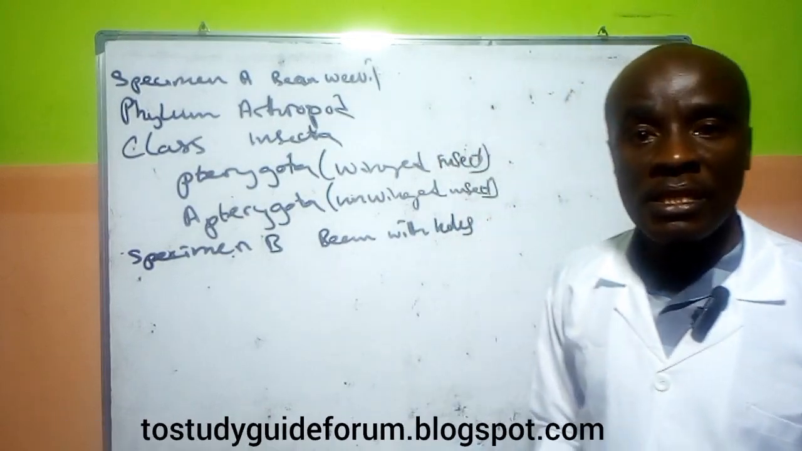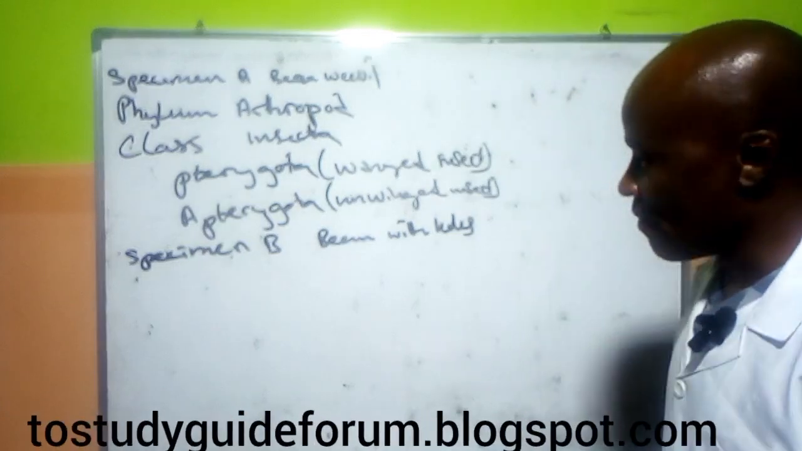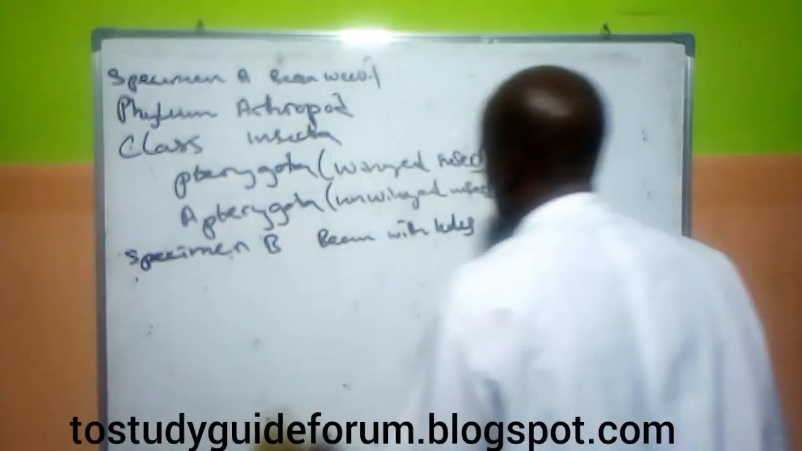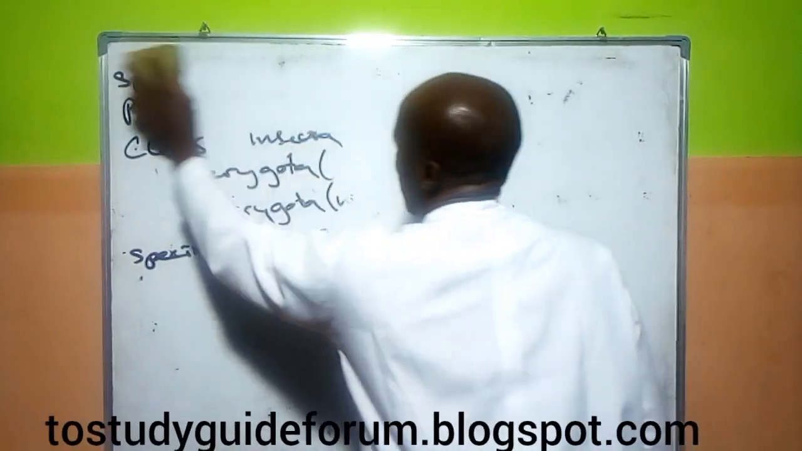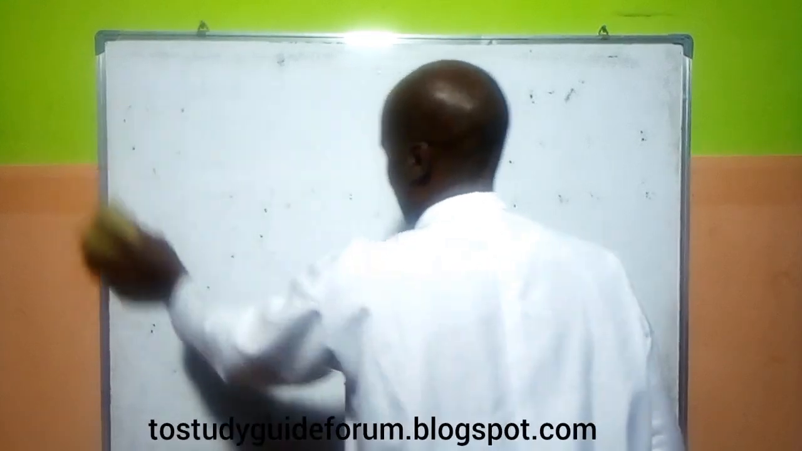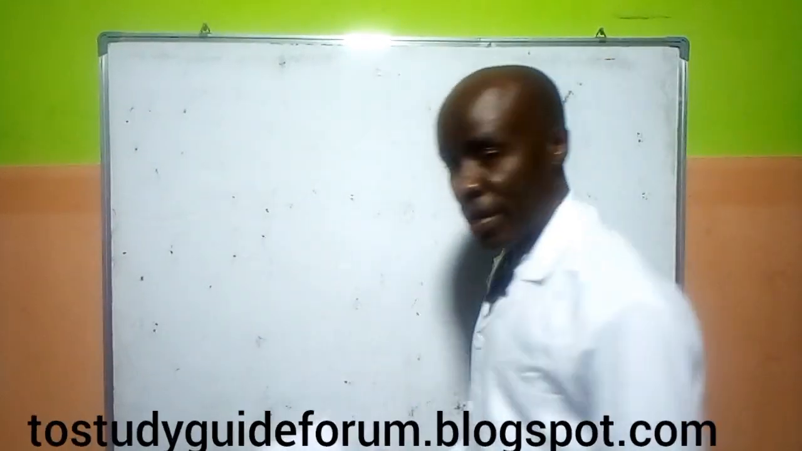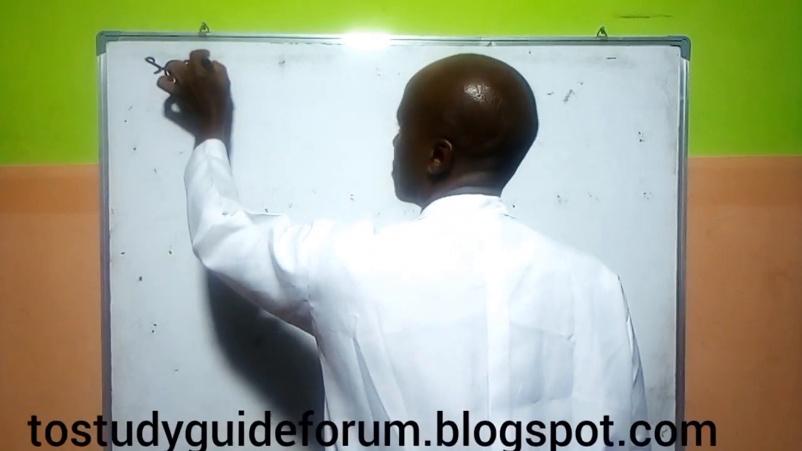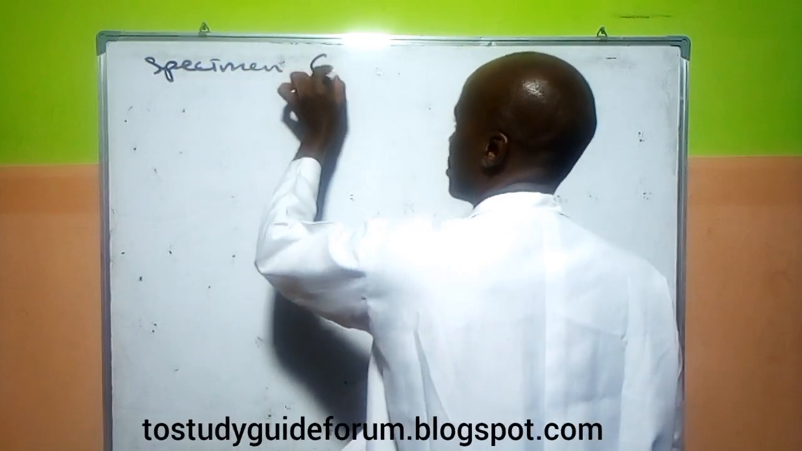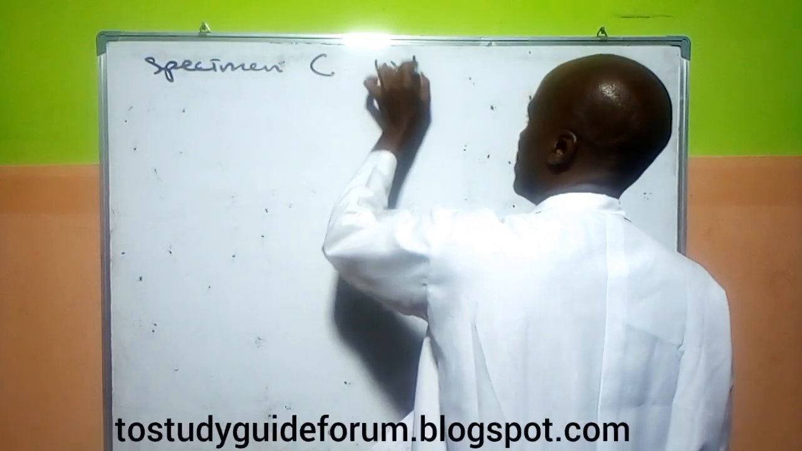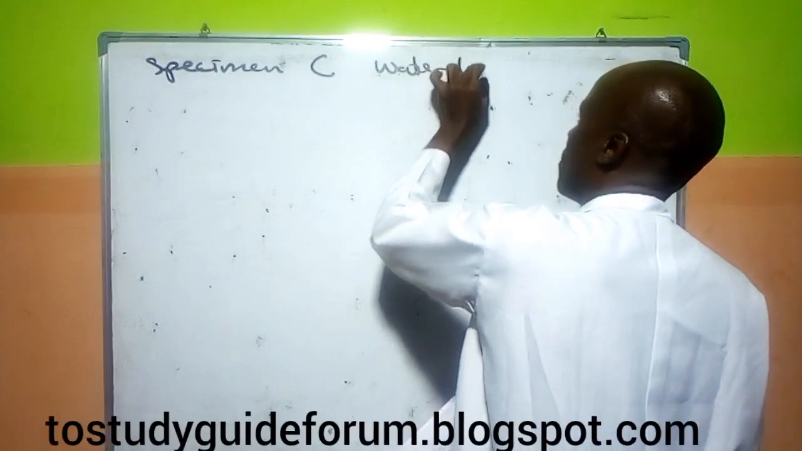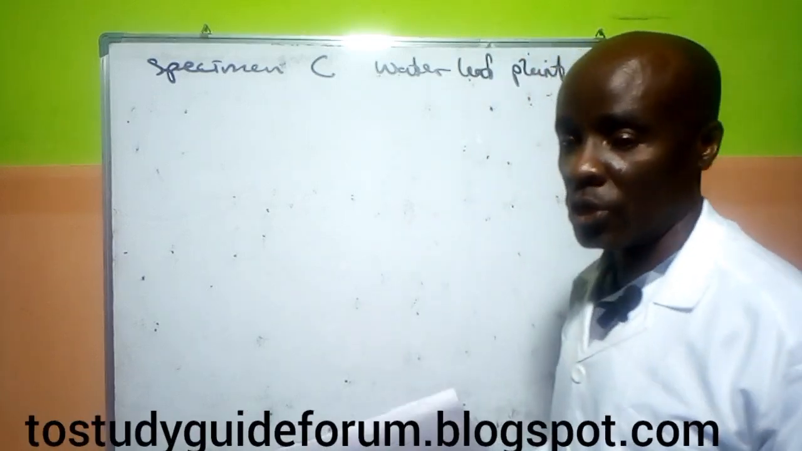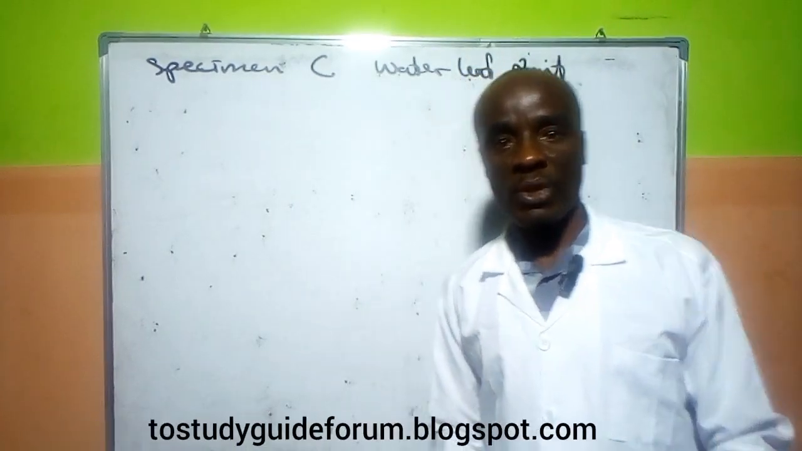So the next specimen we have is specimen C. Specimen C is likely one of the areas of interest in this exam. Specimen C is what? Waterleaf plants. This waterleaf plant will be whole, both the root and the shoot will be together.